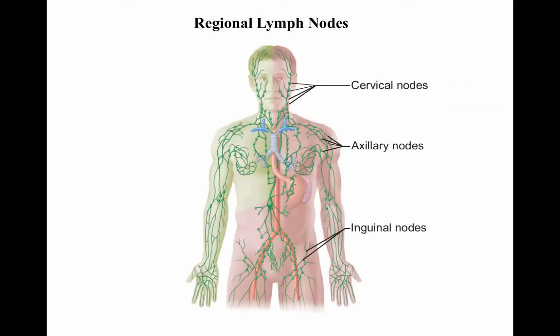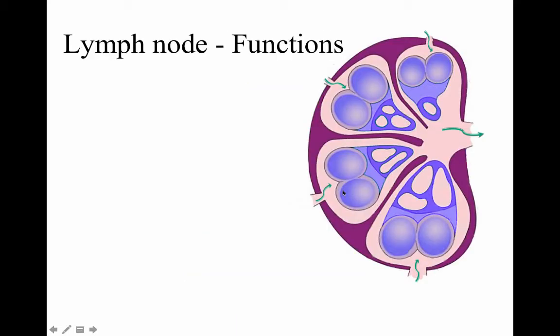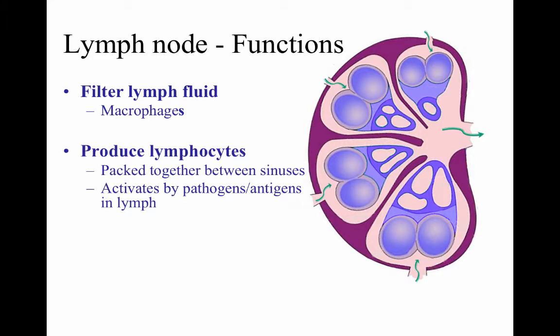So reminding ourselves here of the regional lymph nodes areas, cervical nodes, axillary, inguinal. Each of these little pea-sized nodes, or maybe half an inch in diameter on some of these, we dive into the functions of these lymph nodes. We see that they filter lymph fluid and they're loaded with macrophages to help break down cellular components that need to be broken down.